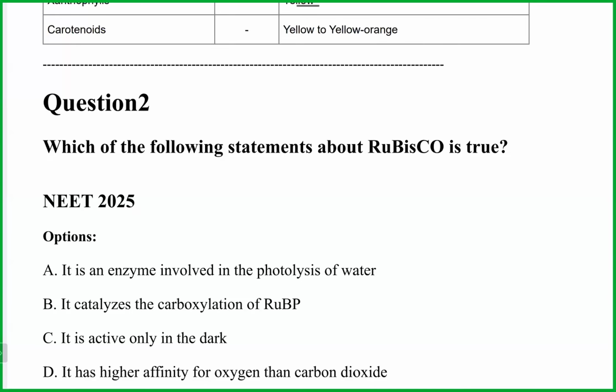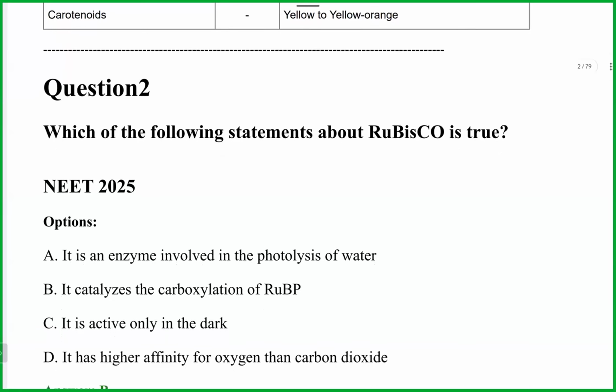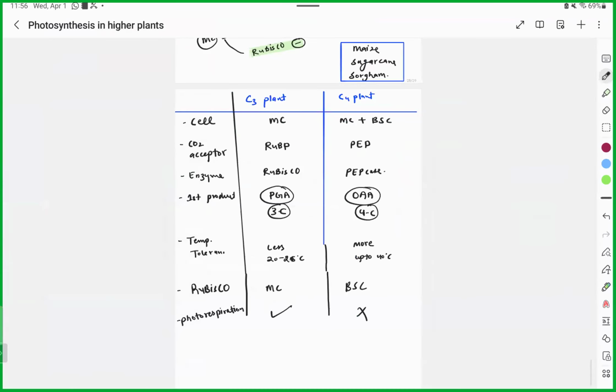Yeah, I think option B is correct, sir. Option B is correct. Yes. So let me write this.